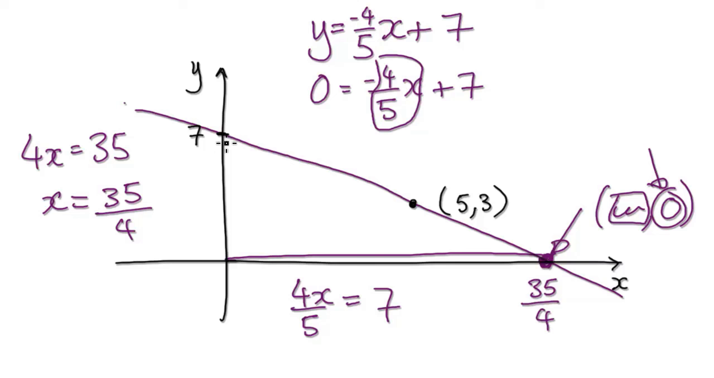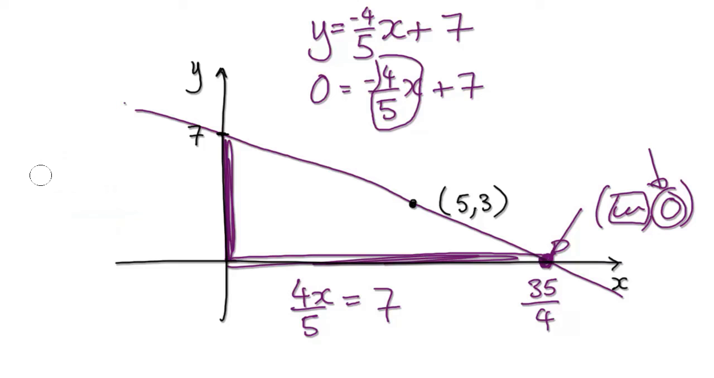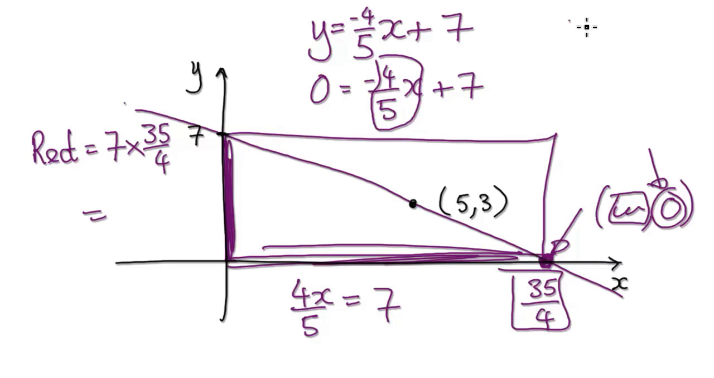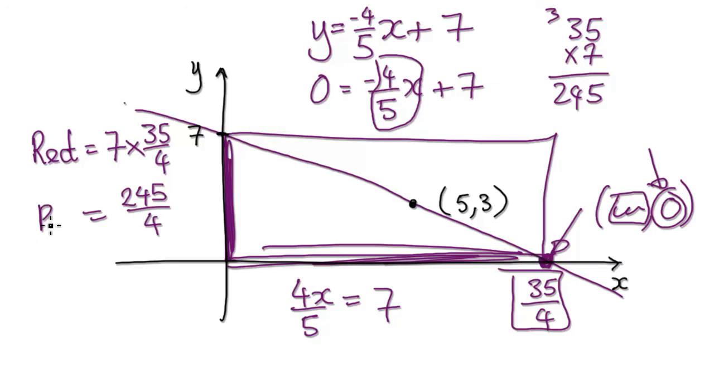So to work out the area of the triangle, we will get the height times the base and then divide it by 2. So hang on. Let's work out the area of the rectangle first. So it'd be height times the base. So the area of the rectangle equals the height 7 times the base, which is 35 over 4. So that would be 35 times 7. So that would be 35, carry the 3, 21, 24. So that would be 245 over 4. So that's the area of the rectangle.